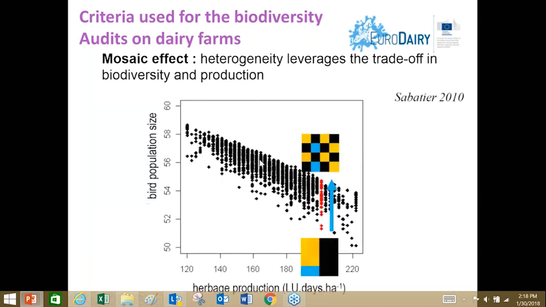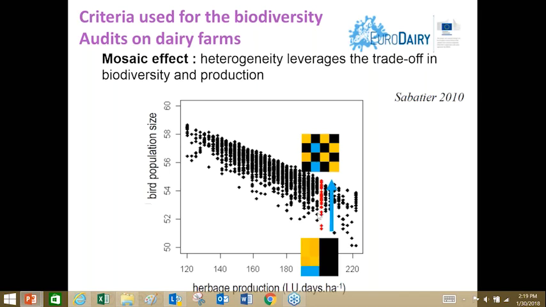That is another example to illustrate the mosaic effect. So this graph shows the heterogeneity leverage, the trade-off between biodiversity and production. So you can see a link on this graph between the herbage production intensity and the bird population. As expected, while you increase your herbage production, you can see a decline in the bird numbers.